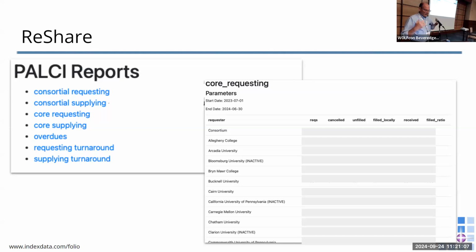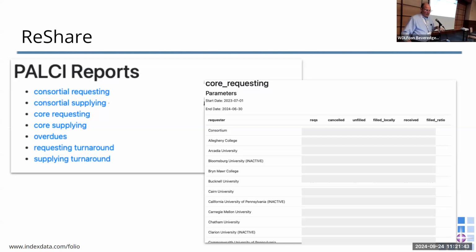And there's a number of reports that are specific to resource sharing, ILL kind of activity. And so the point here is the same kind of streaming activity, the same kind of data mapping that was done with Folio has been done for ReShare. Requests are processed instantaneously, as I just talked about in Folio, only for a completely different domain, a completely different system.